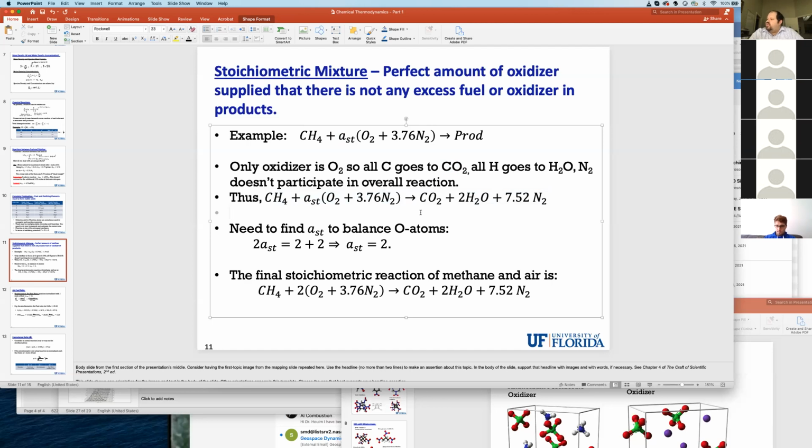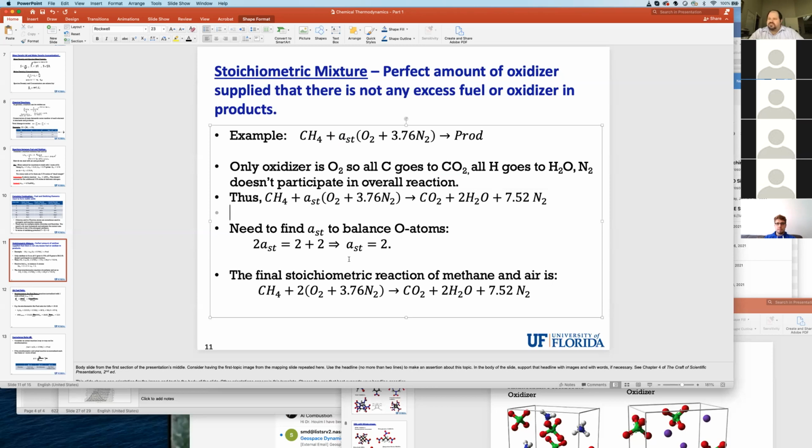So now we have the number of moles on the product side of CO2 and H2O defined. Now we need to find the amount of A, or the amount of air, that is needed to balance that out. You can just balance the oxygen atoms on both sides, and you can find that the stoichiometric coefficient for air in this case is 2.